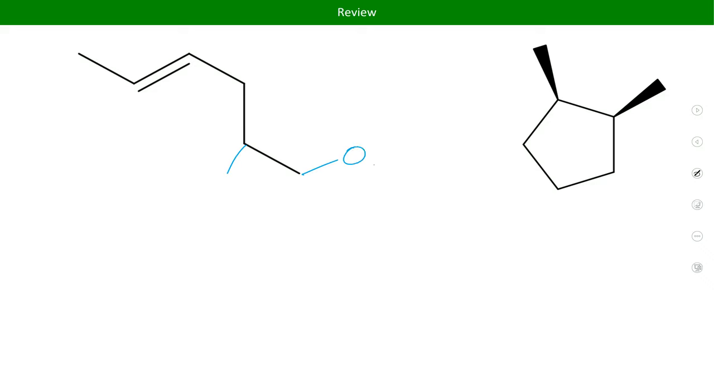I'll put it over here. We had an OH there. That's an alcohol, and we name alcohols by dropping the E at the end of alkane or alkene and putting OL. And so in this case, you could say it's trans-hex-2-en-6-ol. It would still be trans, yeah. As a way of saying, okay, well, the two goes with the ene, and the six goes with the ol.